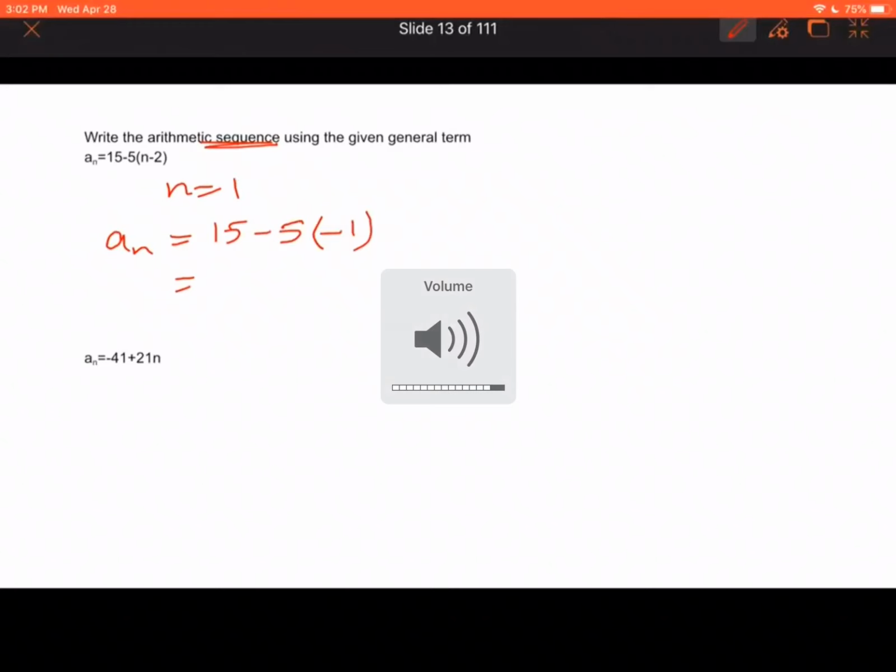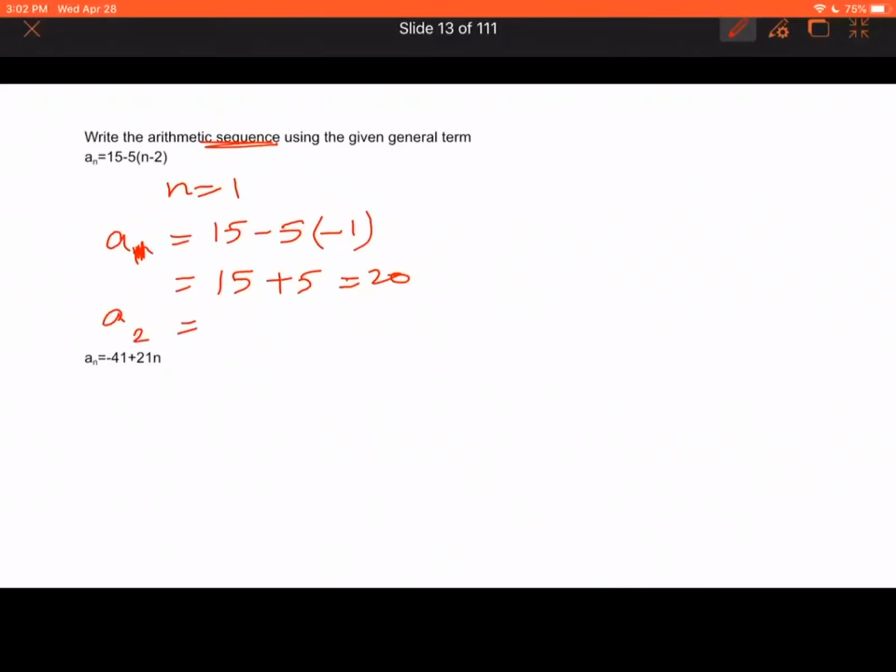Minus 6 minus 5 into minus 1 is 5, right? So the first term of the sequence is going to be 20. That is A1 is equal to 20. Suppose if it is the second term, then what we do is 15 minus 5 of 2 minus 2 is 0, right, which is going to be 15.